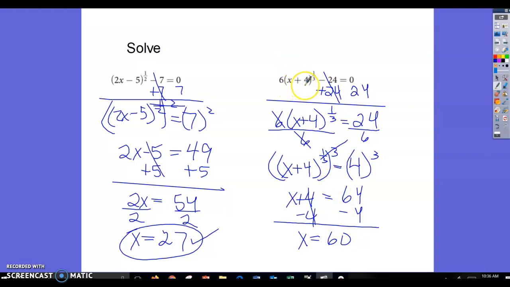All right, plug it back in and check it. 60 plus 4 is 64. 64 to the 1/3 power is 4. 4 times 6 is 24. 24 minus 24 is 0. So again, we are mentally checking this one, and it works out. All right, that's a few examples.